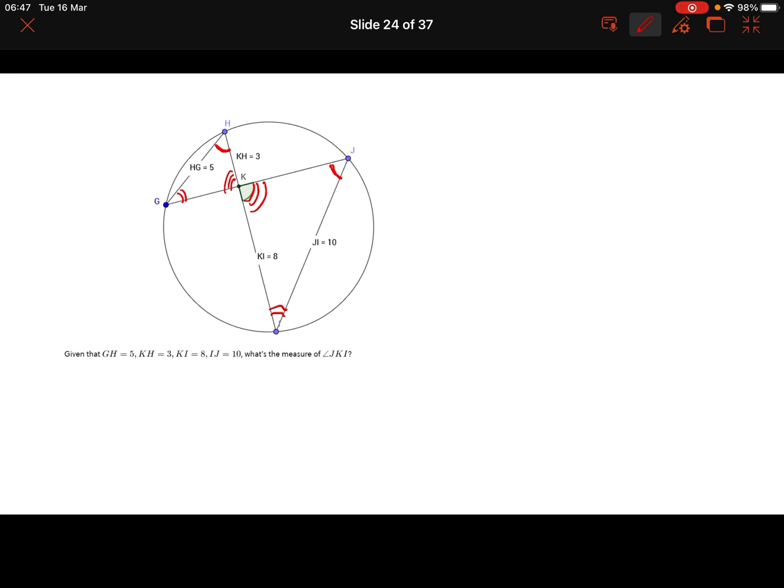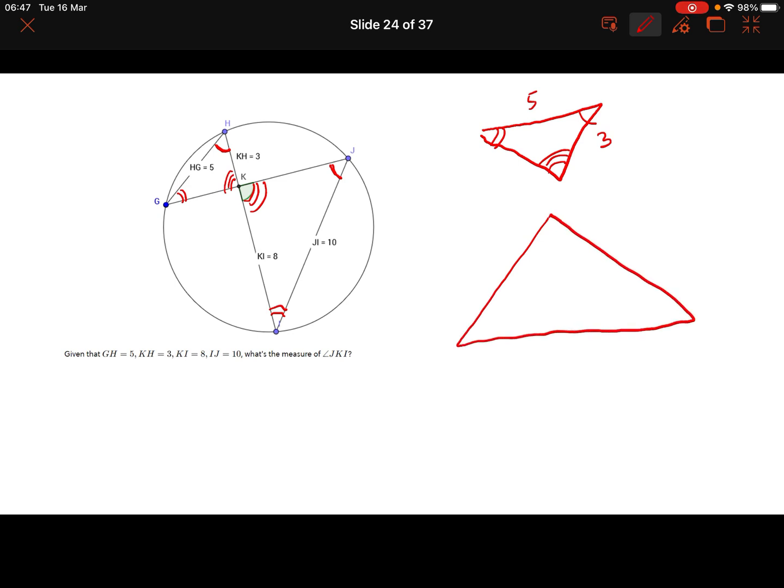So let's split the similar triangles up. We've used circle theorems, 1, 1, 2, 1, 2, 3, to show that the triangles are similar. So that is 3, that is 5. Let's draw the other triangle. 1, 2, 3, 1, 1, 2. We know that this has a distance of 10, and that one is 8.